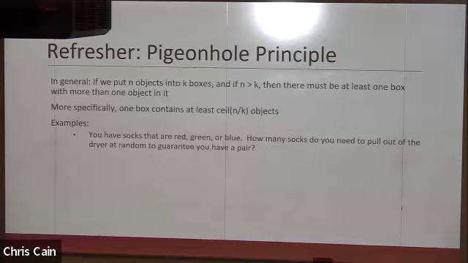So that's kind of phrased another way, the ceiling of n over k objects. What does n have to be? What is the smallest that n could be such that the ceiling of n over k is 2? The ceiling of 4 over 3 is 2, so 4 is the smallest number that guarantees that the ceiling of n over 3 is 2.